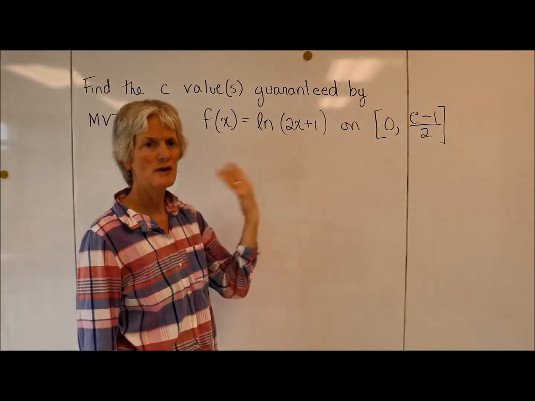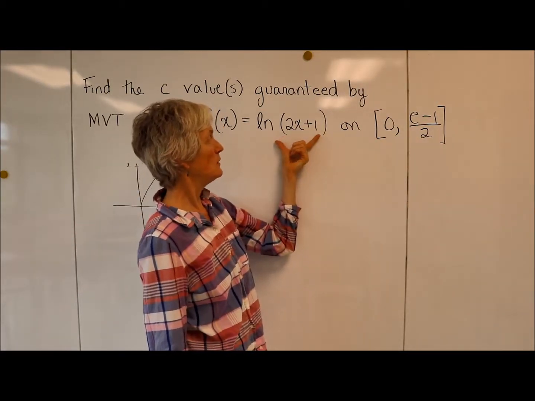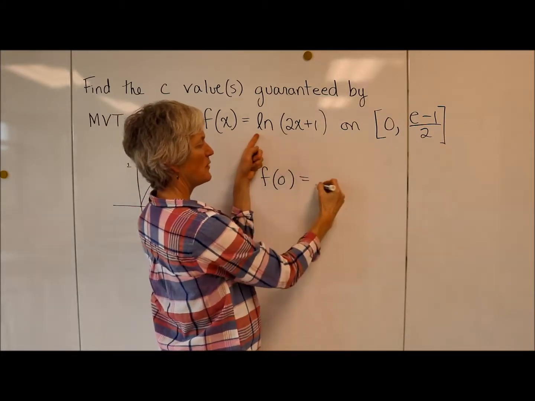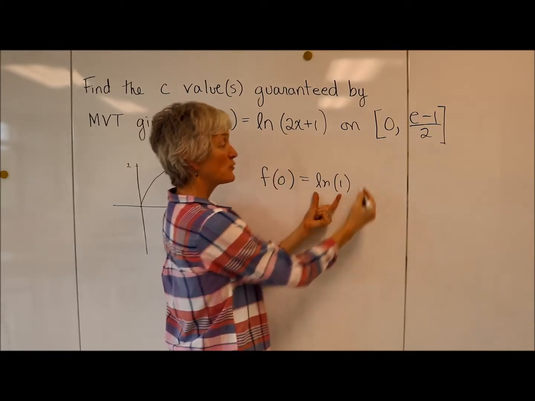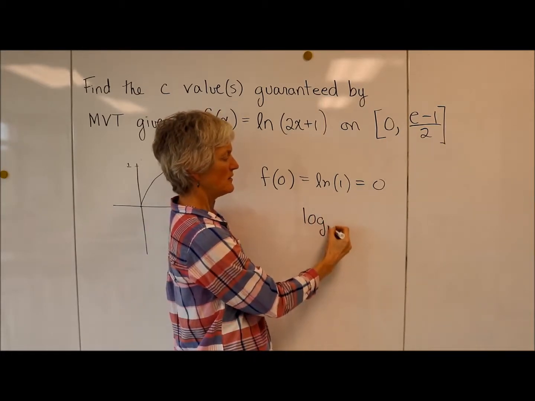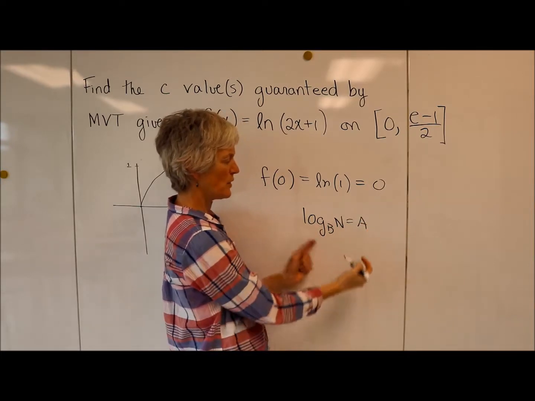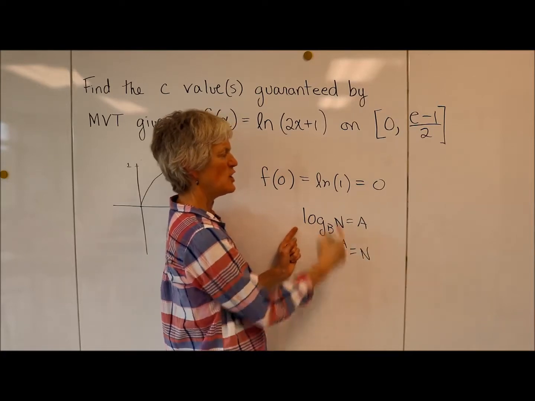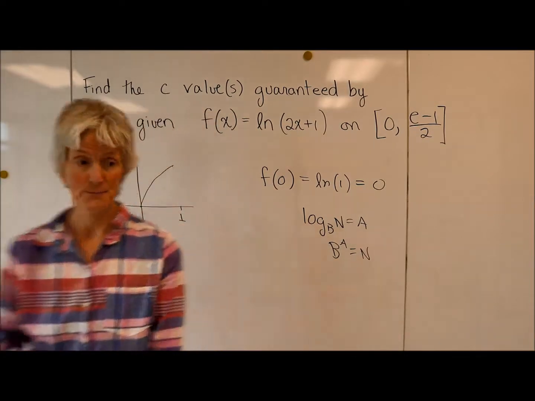So let's just make sure that this function is continuous. When x is 0, let's actually find what f of 0 is. That would be the natural log of 2 times 0 plus 1. Natural log of 1, if you recall, is 0, right? If you remember our logs, if you have a log in this form, you can rewrite that as b to the a equals n, right? Natural log, remember, is log base e.